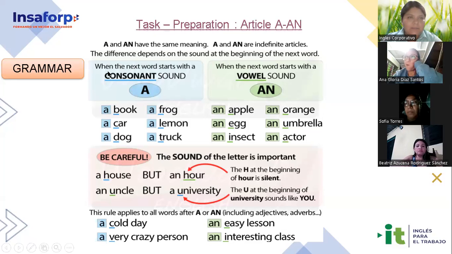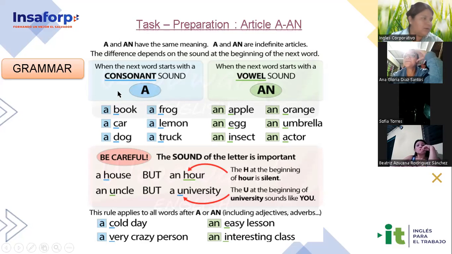Entonces, tenemos acá el primer punto. When the next word starts with a consonant sound, cuando la siguiente palabra que ustedes van a ubicar inicia con, pues puede ser un adjetivo, puede ser un sustantivo, inicia con un sonido consonante, nosotros ubicamos A. For example, a book, a frog, a car, a lemon, a dog, and a truck.